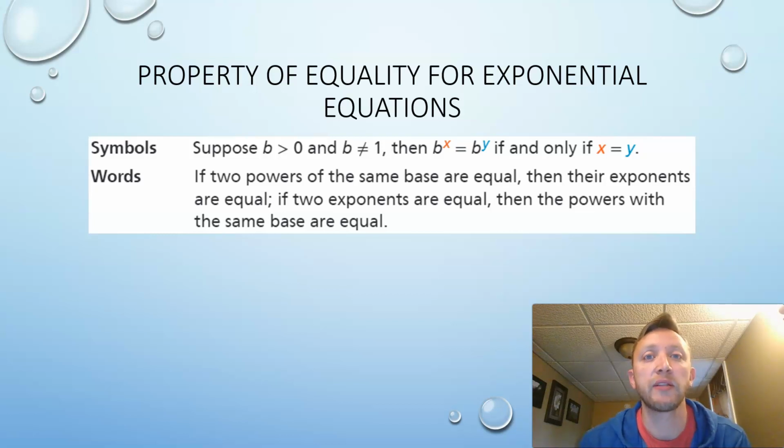The symbols here, by the way, may not make sense to you, but let's look at the words. It says if two powers of the same base are equal, then their exponents are equal. Or if two exponents are equal, then the powers with the same bases are equal. And you might be wondering, all right, how does that help me?